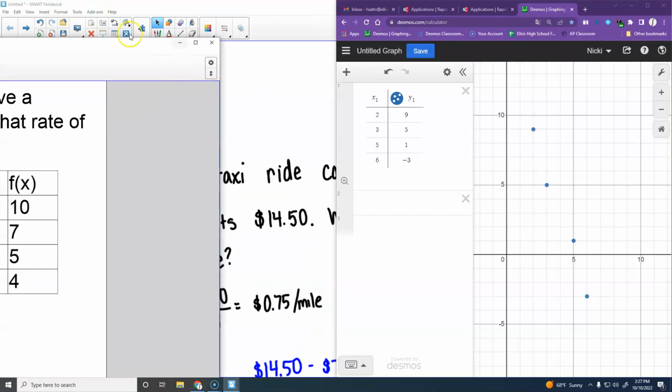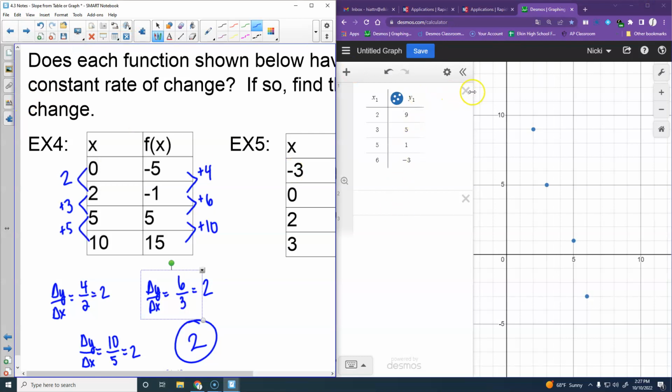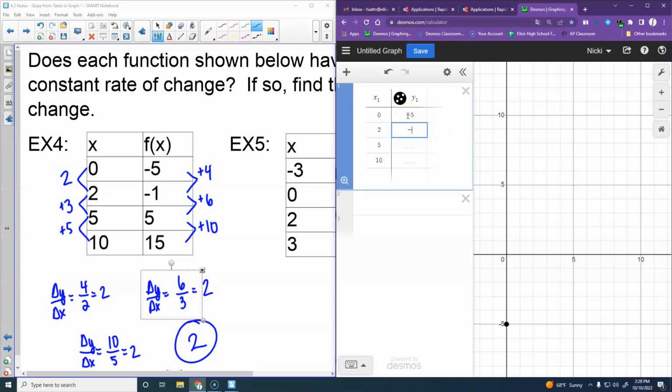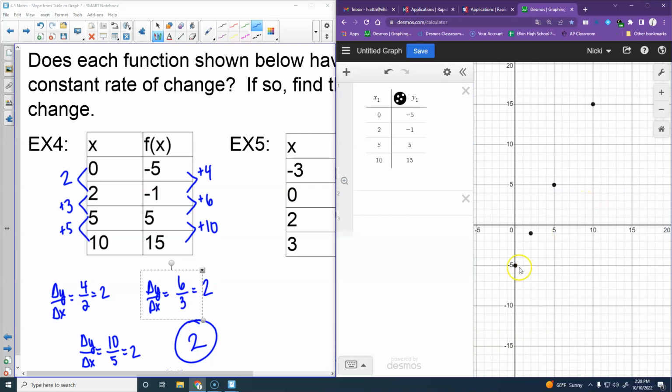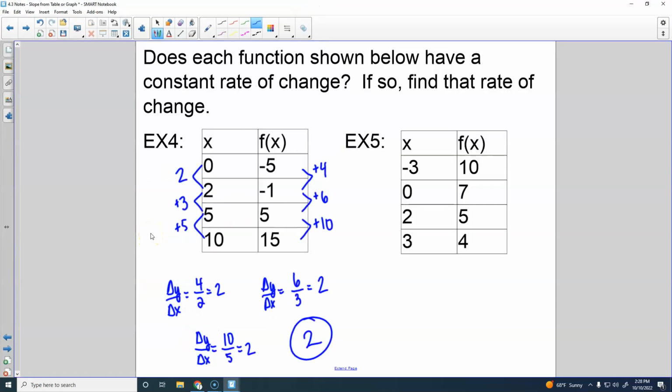And let's think about what this looks like on the graph real quick, too. 0, 2, 5, 10, -5, -1, 5, 15. So if I look at those points, I don't have even increments, but do they all line up to make a straight line? They do, right? So that's what we're seeing. We have a constant rate of change. Okay, try example 5 on your own.